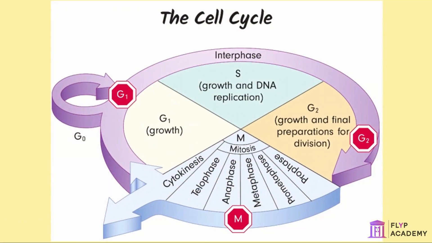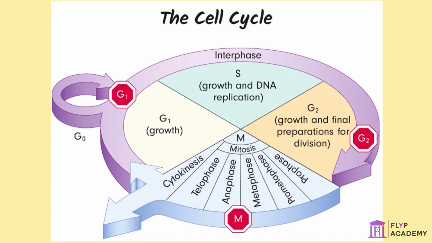The first stage of the cell cycle is called G1 or gap 1. During this phase, the cell grows. It makes extra cytoplasm and grows bigger. The second stage is the synthesis stage or S. During this phase, the cell replicates all of the genetic material. This is so that 2 nuclei can be made, one for each daughter cell.